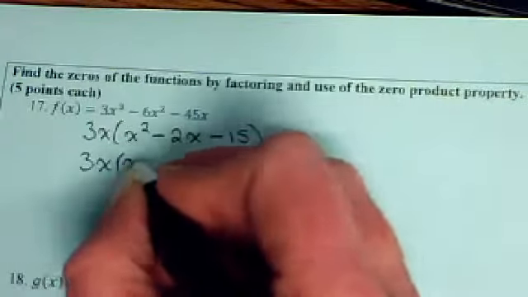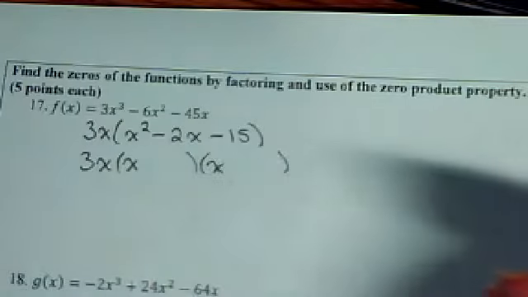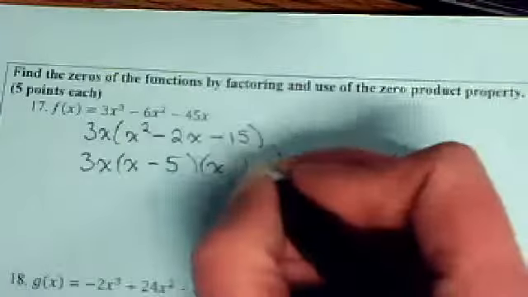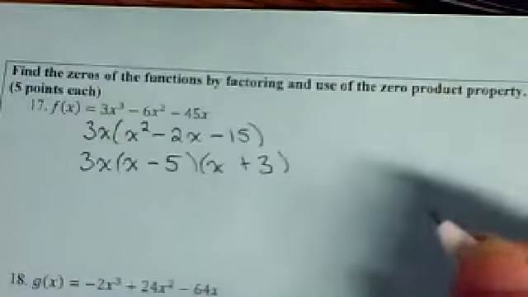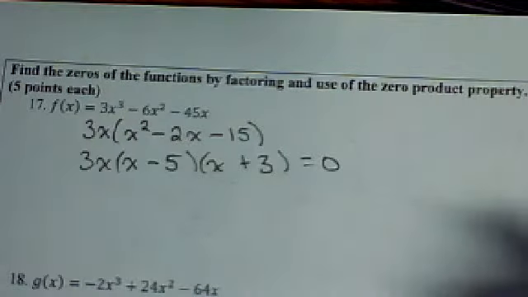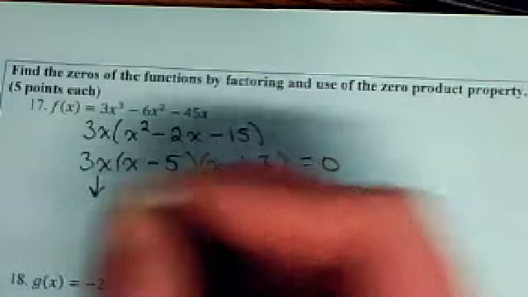The only possibilities are x and x. These two have to multiply to be negative 15 and add to be a negative 2. So negative 5 and plus 3. Now, when we're finding the zeros, we're finding what makes that equal 0. So we have to set each factor equal to 0, including that one.